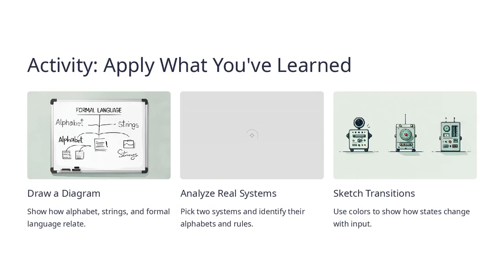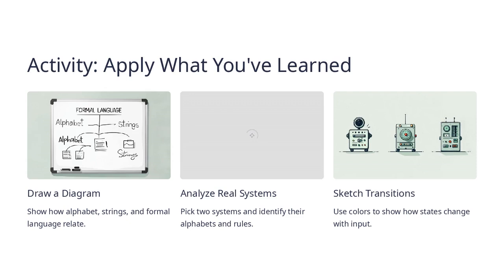Activity. Apply what you've learned. Now it's your turn. Here's a simple task to help you internalize everything. Draw a diagram showing the relationship between an alphabet, strings, and a formal language. Pick 2 real-world systems you use, like a search engine or a text editor. For each system, write down what its alphabet is, the set of symbols it accepts, and 2 or 3 rules that define valid strings or inputs.